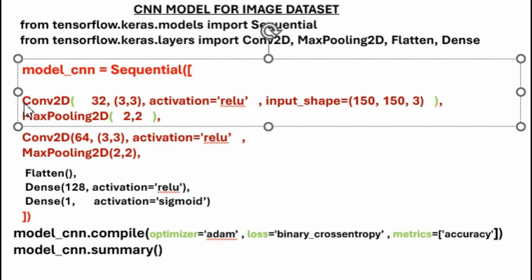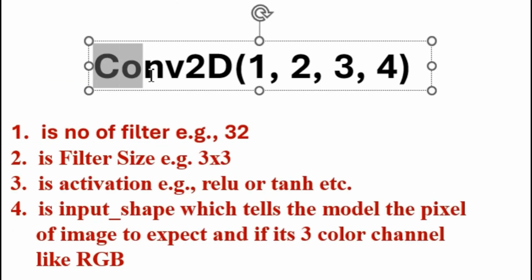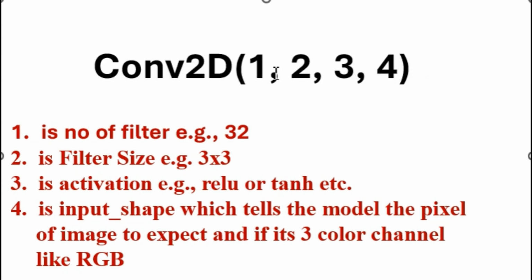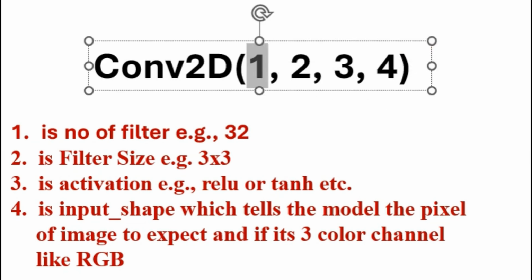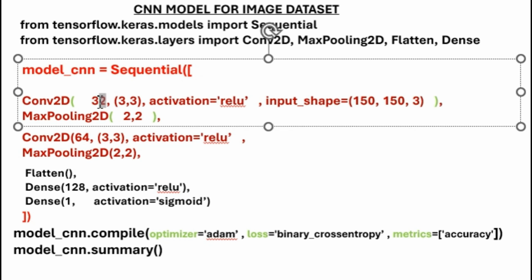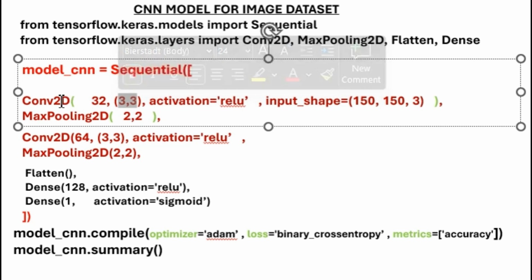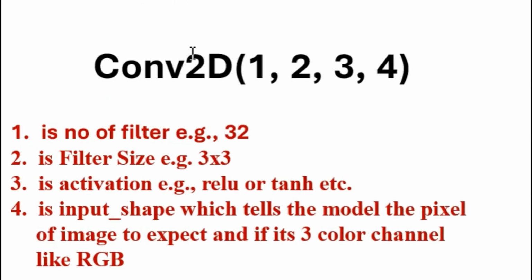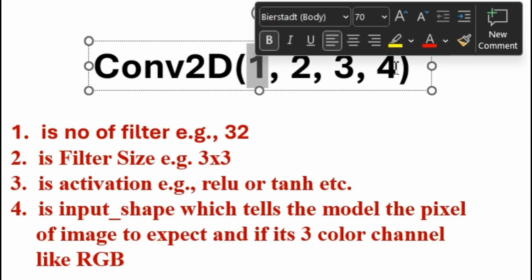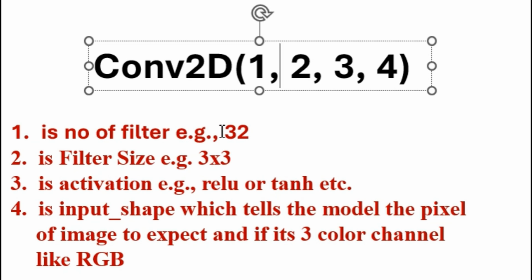Let's break down what this line of code means. As you can see, I replaced each of these inputs with a number. This is the first input, the second input, the third input, and the fourth input. So there are 4 inputs inside, and I replaced them with 1, 2, 3, 4. 1 represents the number of filters. You have to specify the number of filters here. For example, you might set it to 32.